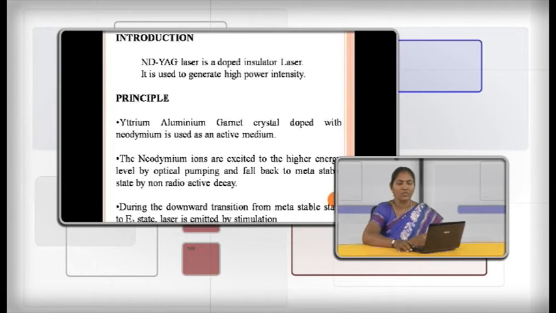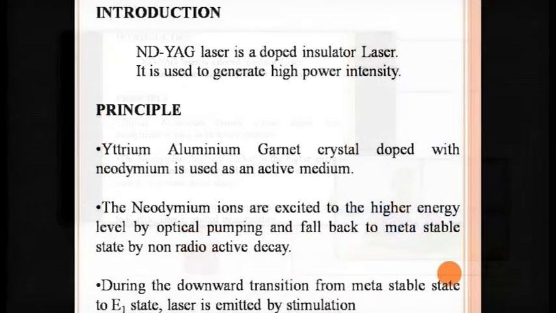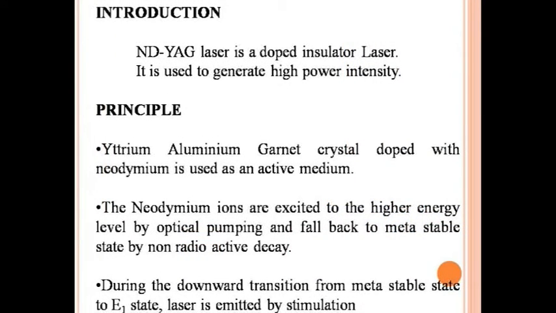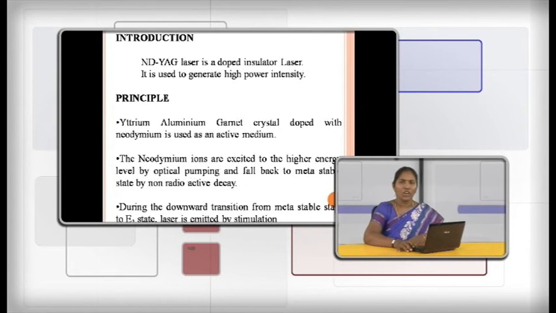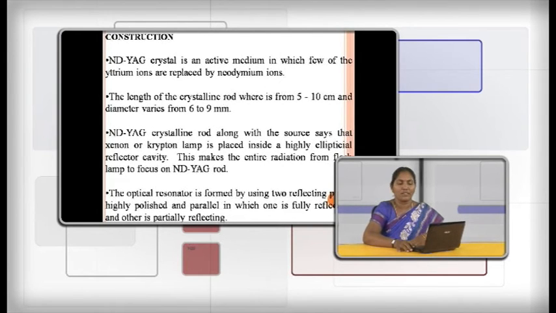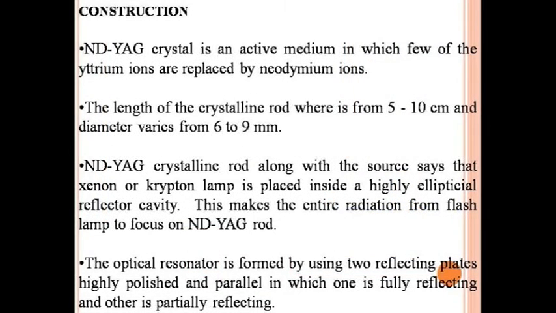The neodymium ions are excited to the higher energy state by the pumping method, optical pumping, and fall back to a metastable state by non-radiative decay. During the downward transition from the metastable state to the E1 state, laser is emitted by the principle of stimulated emission. What about the construction of the Nd:YAG crystal? The Nd:YAG crystal is an active medium in which a few of the yttrium ions are replaced by neodymium ions.